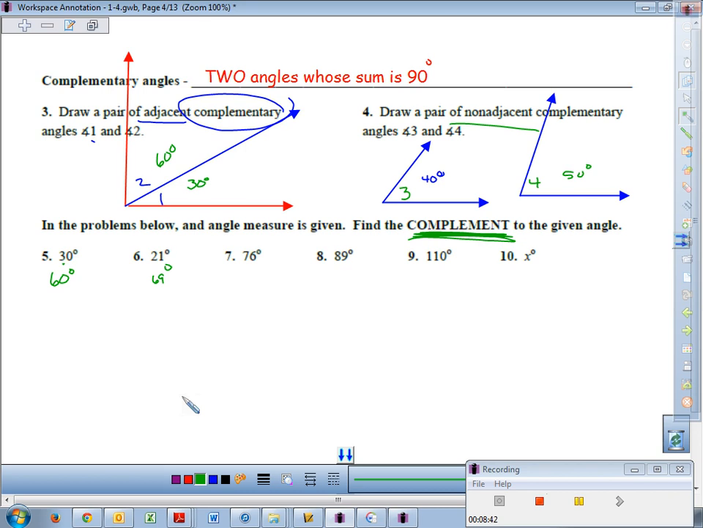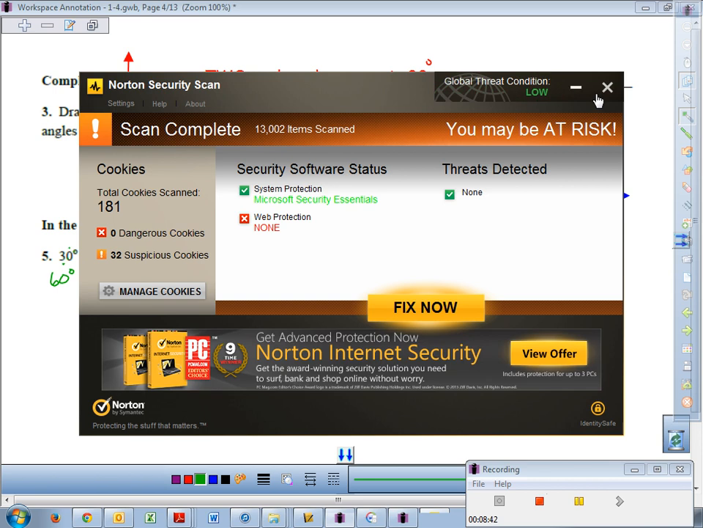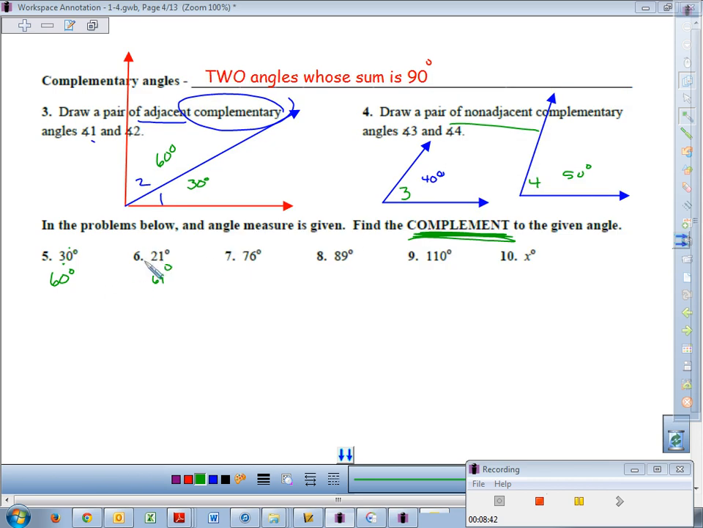How did we get that real quick? Let's say I didn't have the greatest mental skills. What could you do? Like, how did we get 60, really? 90 minus 30, right? How did I get 69? How could I get that? 90 minus 21. So 76 degrees. Don't we need 90 minus 76, which is how much? Is it 24, or is it 14, or is it 4, or what is it? Pretty sure that it's 14.